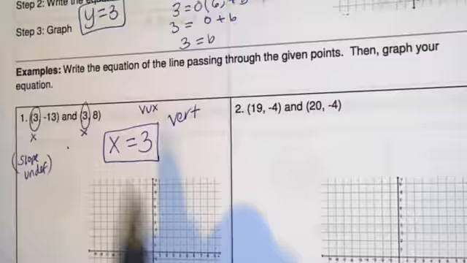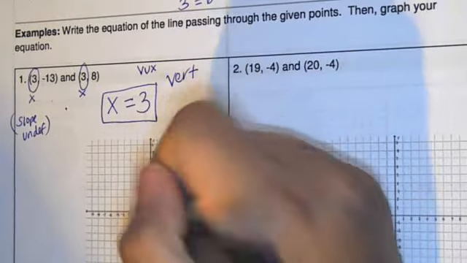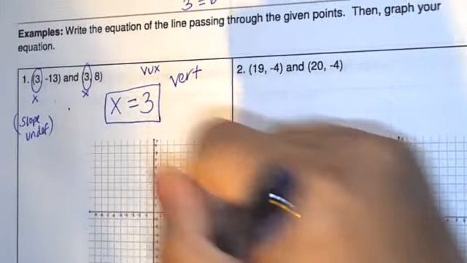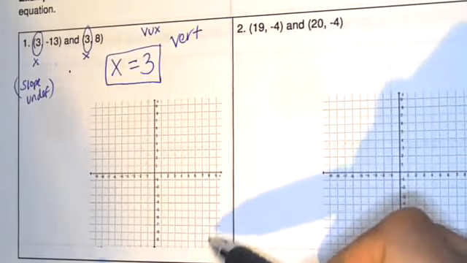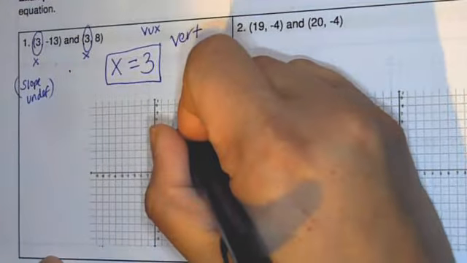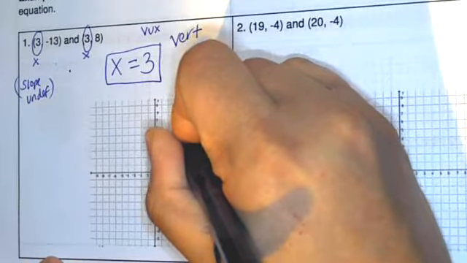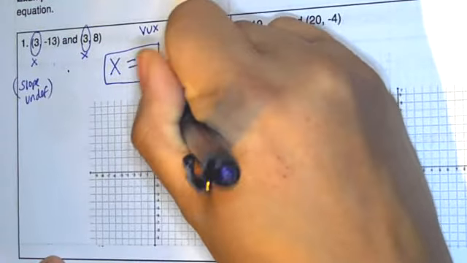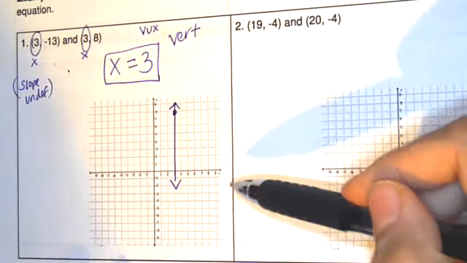And then let's go ahead and graph this line. You can either just plot the points, which in this case, (3, -13) doesn't quite fit. It'd be way down here somewhere, which I don't have on my graph, but (3, 8) will fit. And I could plot any other points or just draw a vertical line going through that point. So it would just go up and down at 3.